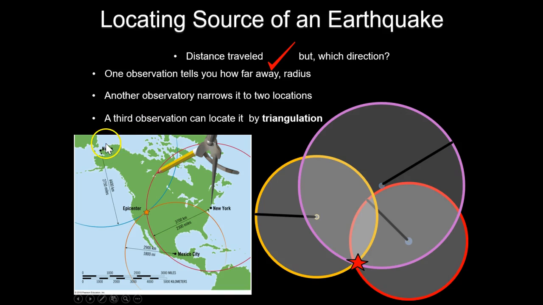Okay, so again, from Nome, 4,400 kilometers, that's the circle around it. From New York, 3,700 kilometers, that's the circle around it. So there were 2 possible locations, and then once we have the seismogram from Mexico City, we determined the distance of the epicenter from it was 2,900 kilometers. Where all of those 3 circles meet, that is the epicenter. And it's called triangulation because it forms a relative triangle between the 3 observation locations.